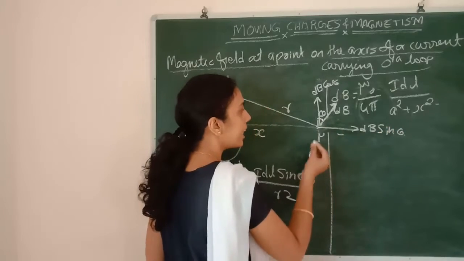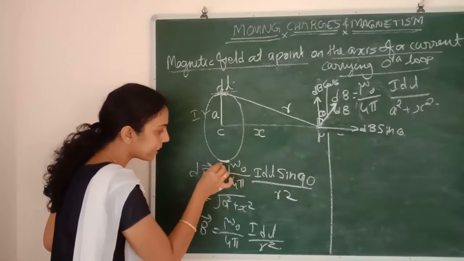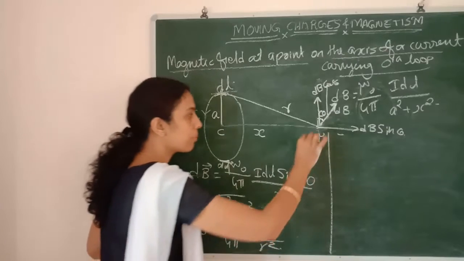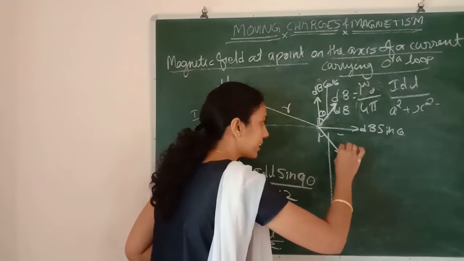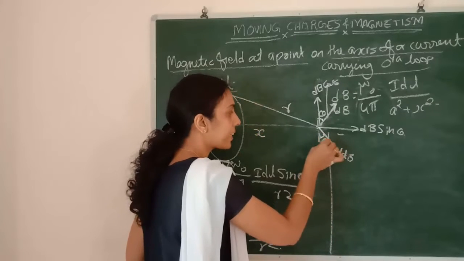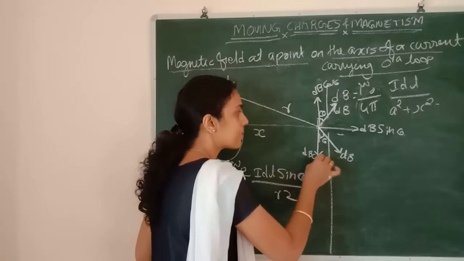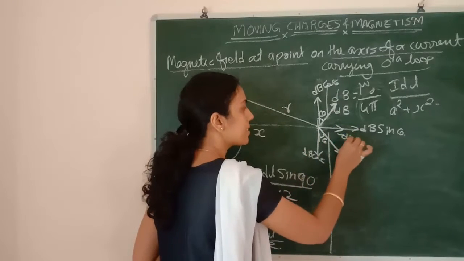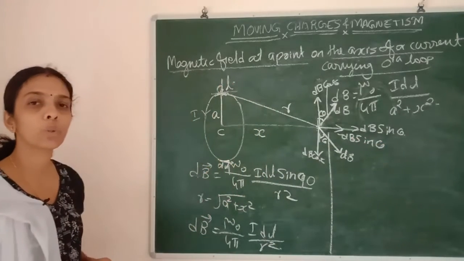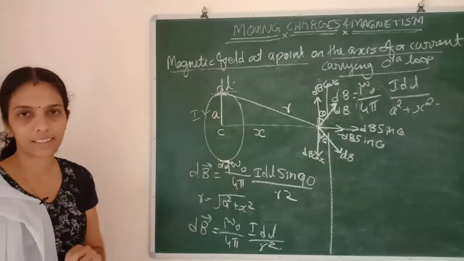isn't it? And if I consider the same length dl on just the opposite side, what will be the dB direction? dB will be acting like this, with the same value, isn't it? So what will be this angle? This will be dB cos theta, and this will be dB sin theta. So because of these two, what will be the total magnetic field? Yes, the total magnetic field will be 2 dB sin theta.